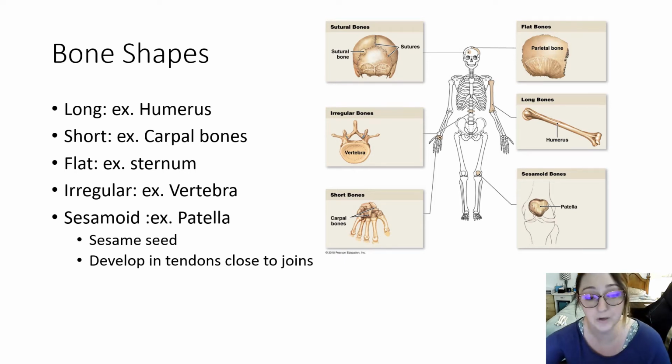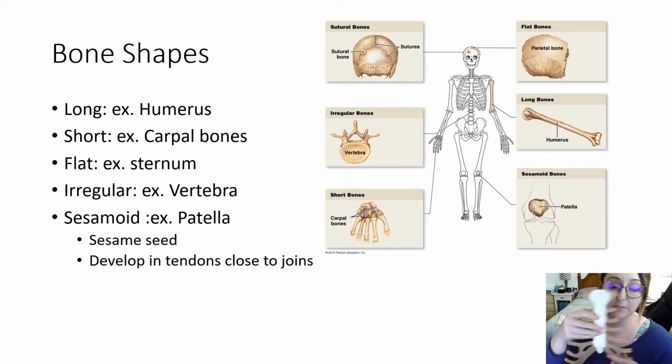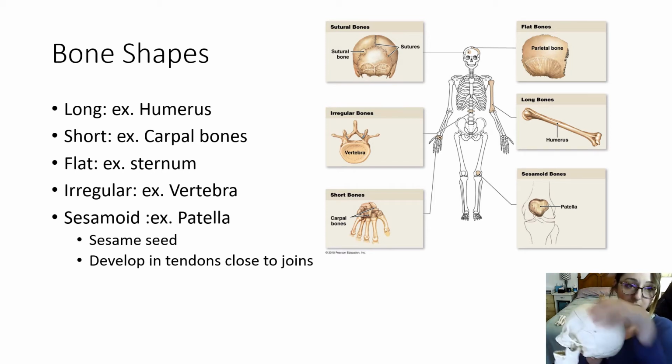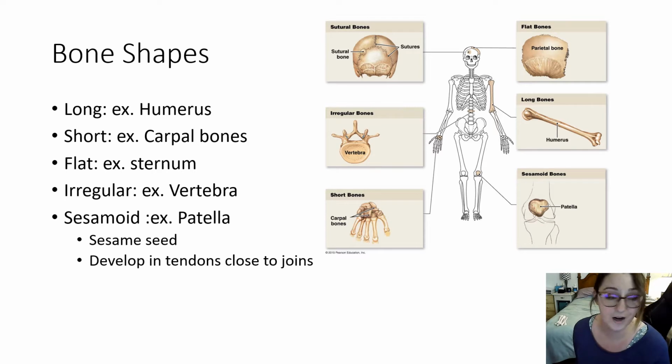We have flat bones, like the bones that make up the sternum, as well as the bones that make up the cranium. Vertebra are irregular bones. This just means that they don't necessarily fit into other shapes, and anatomists decided to name them irregular because that's what they are.